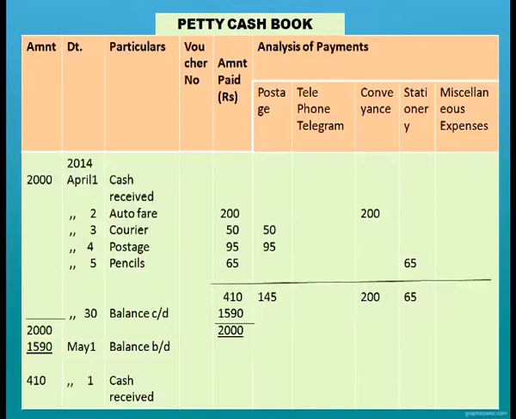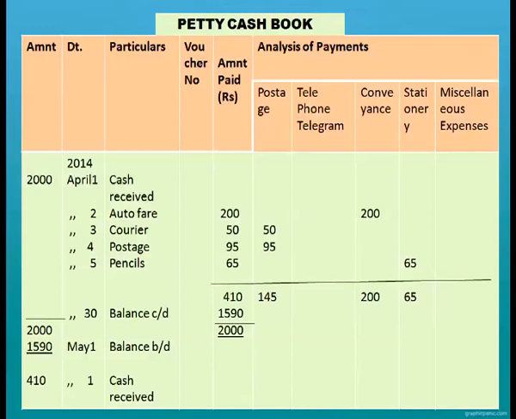So, for analysis of payments, you have to prepare columns like this: postage, telegram, conveyance, stationery. Auto fare, I have written in the conveyance column. Courier, another postage item, I have written in the postage column. Pencils, 65 rupees in the stationery column. And you have to total what all payments you have made. It came to 410. Balance two sides, that is 2000 minus 410 will give you a balance of 1590. Last date of that particular month, balance carried down 1590.